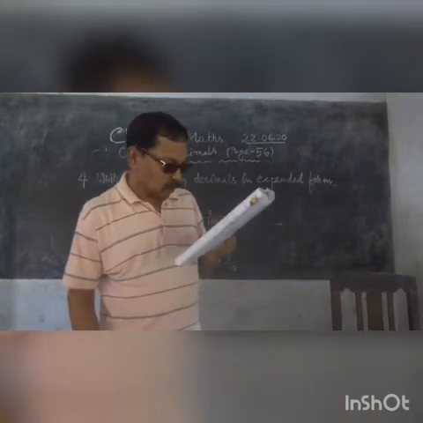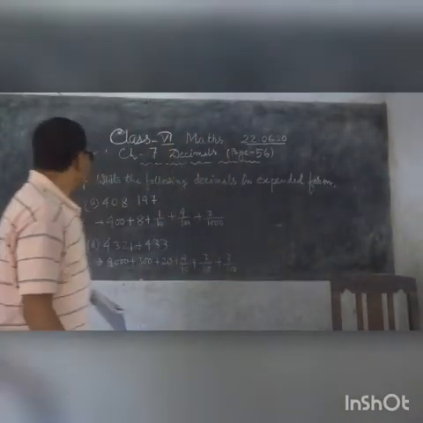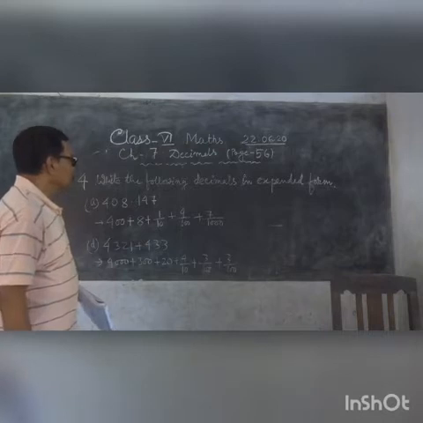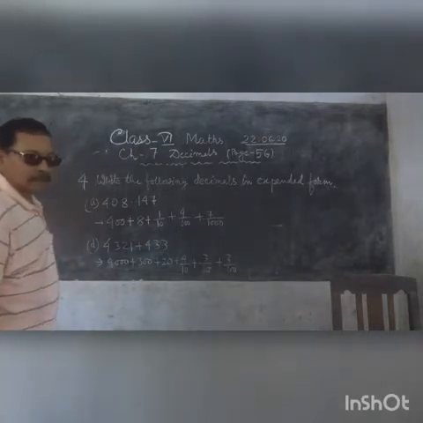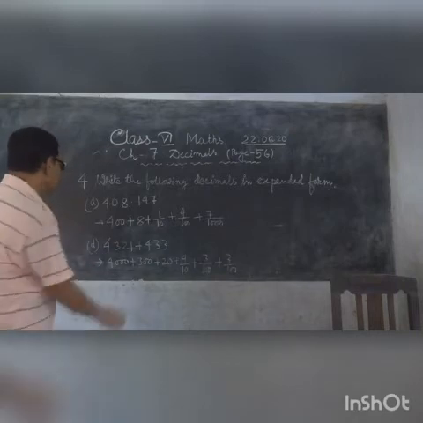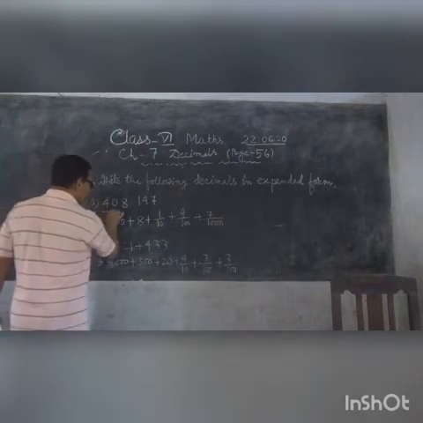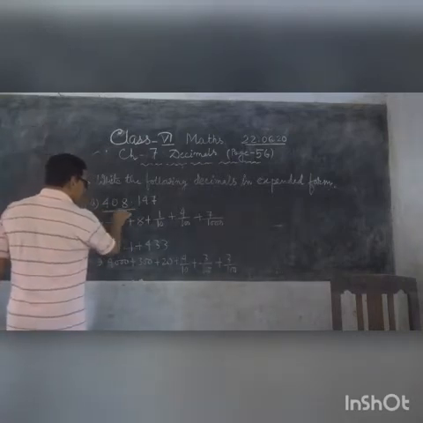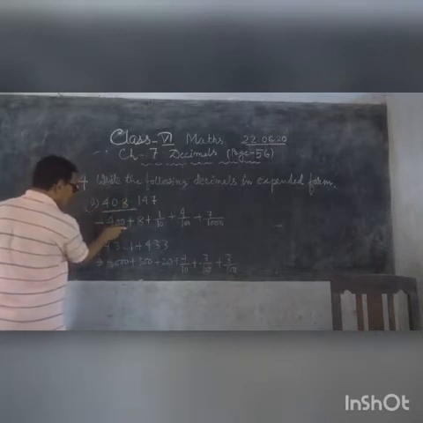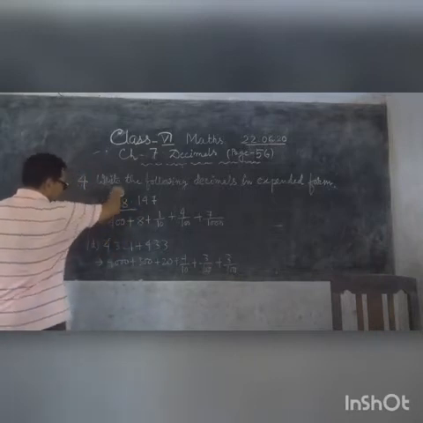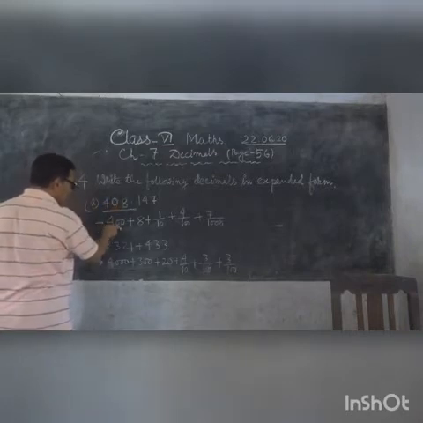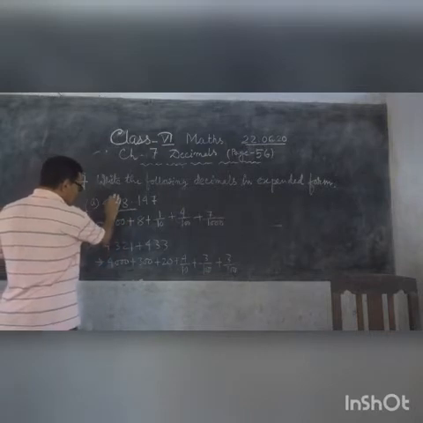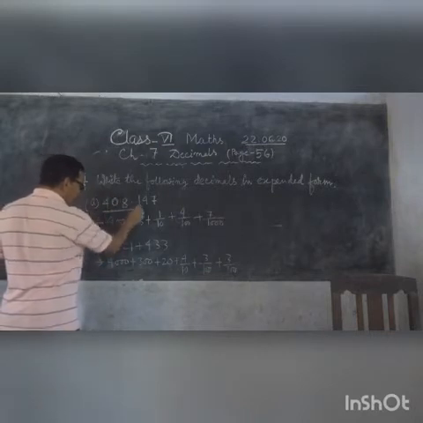Now see question number 4. Write the following decimals in expanded form. You have done it in class 5 also. First of all, write 408 in expanded form. It will be 400 in the hundreds place, nothing in the tens place, only 0, so this will be 400 plus, no need to mention the 0 here, and 8 in the ones place.